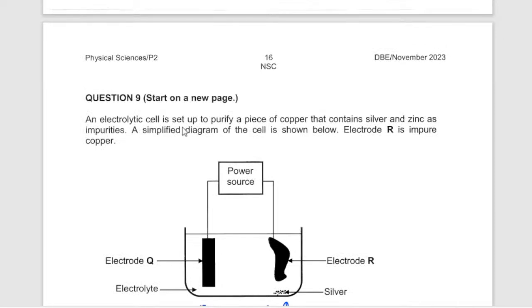Write down the reaction that needs to be first read. An electrolytic cell means it has a battery. It is put to purify a piece of copper that contains silver and zinc as impurities. And then they're saying that the simplified diagram of the cell is shown in the electrode. All right.